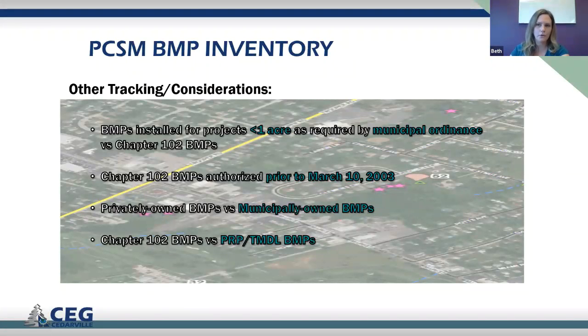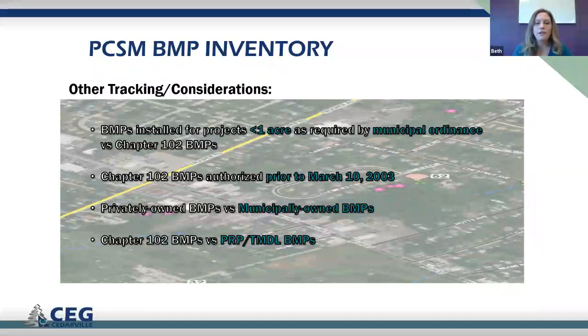Another tracking consideration is, are the BMPs privately owned? Are they owned by an HOA? Are they owned by the municipality? Are you going to track the municipally owned BMPs as part of this inspection program, or are you going to track them as part of another inspection program, like as part of your good housekeeping program?